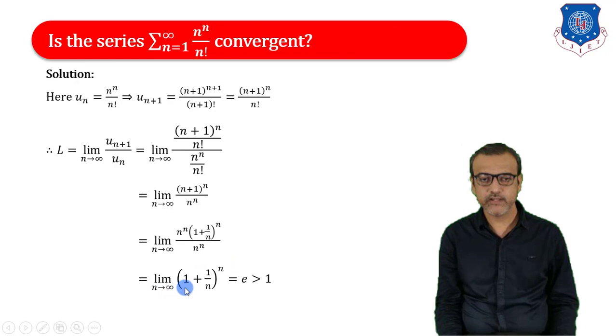So we have limit n tends to infinity 1 plus 1 upon n the whole raised to n, and this is nothing but the standard limit and its value is e, which is greater than 1. Therefore, the given series is divergent by ratio test.